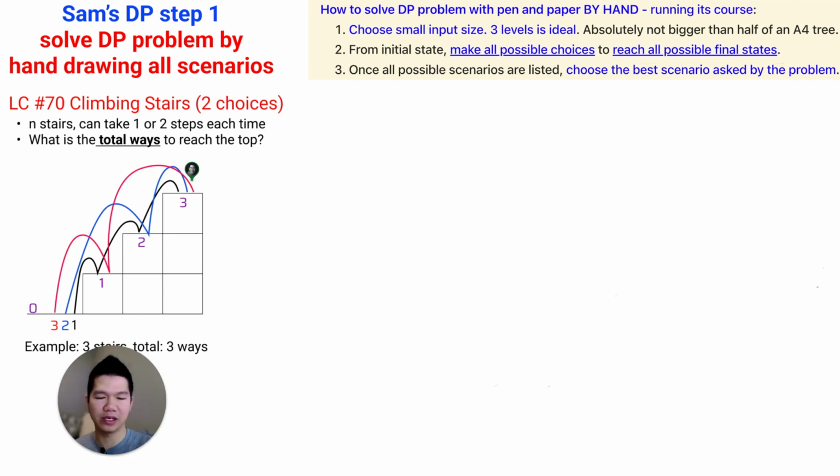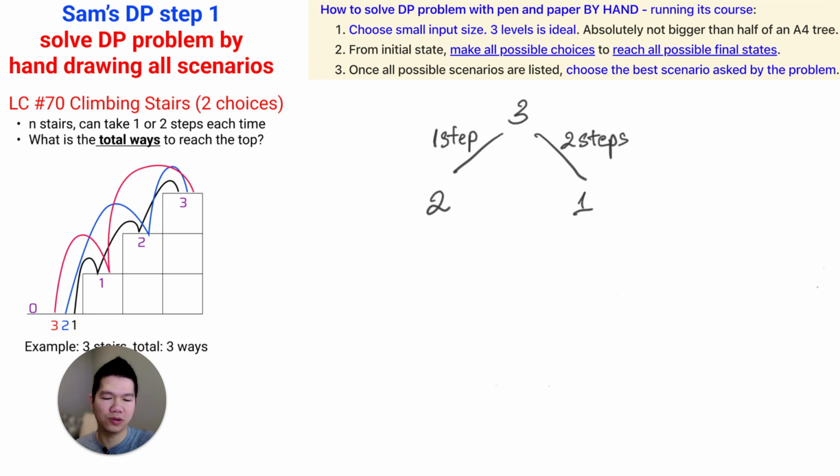So when we are here at the initial state, we have 2 choices. The first one is we take 1 step, and the second one is we can take 2 steps. So if we take 1 step from 3, we're going to end up at 2. So here we have 2. And if we take 2 steps from 3, we're going to end up at 1. So that's 1 here.